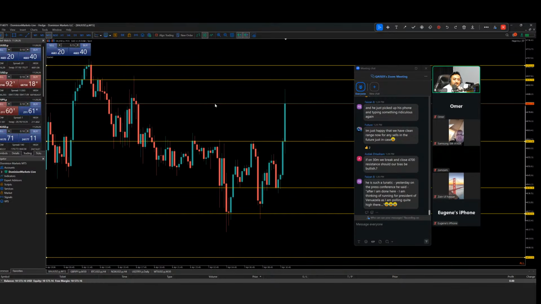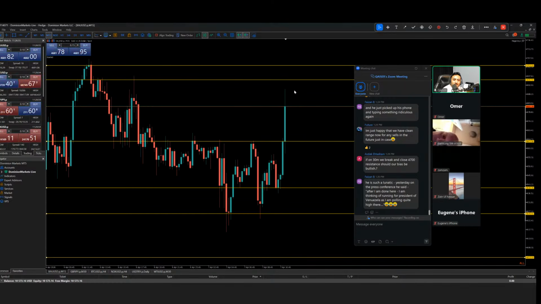So if on the 30 minute we break and close above 47 resistance, should our bias be bullish? You know what, 47 is a psychological number as well, so I need to see what's going to happen with the psychological number. If it rejects from 4700 and gives me a strong bearish candle, I can go for the sells. If it breaks above 4700 after getting some structure, like, look at this one, it's creating a very strong bullish momentum right now.